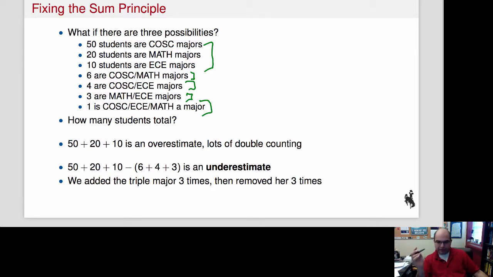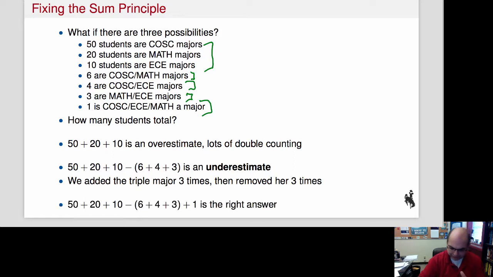And then what do we have to do? Oops, that CS, EE, and math major, because we actually counted that major 3 times: CS and math, CS and EE, math and EE. So we've taken that major out too many times. So we actually have to bring it back in. What we'll do is add 1 for the final answer.